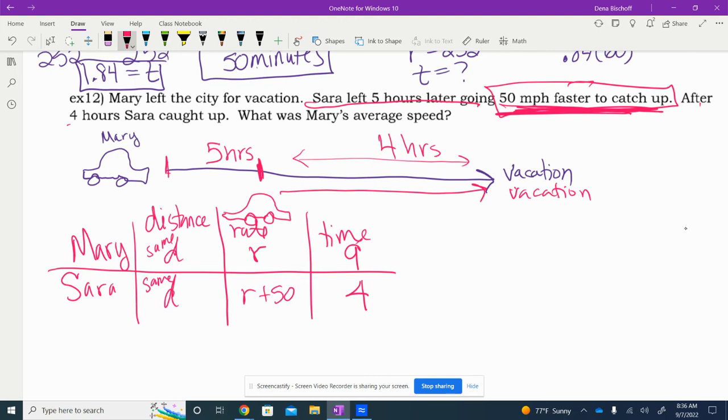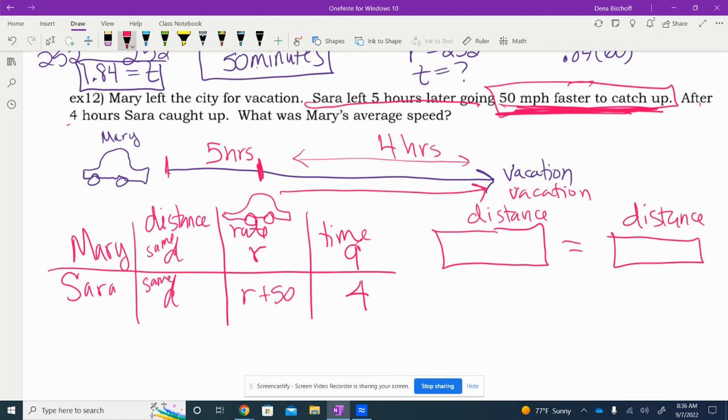Okay, so we know that their distances are the same, right? So the distance of one equals the distance of the other. And remember that distance is rate times time. 9r has to be equal to 4 times the quantity r plus 50. So I just took from my table my rate and multiplied it by my time. So now we have an equation. We just need to do some distributing. So 9r equals 4r plus 4 times 50 is 200.